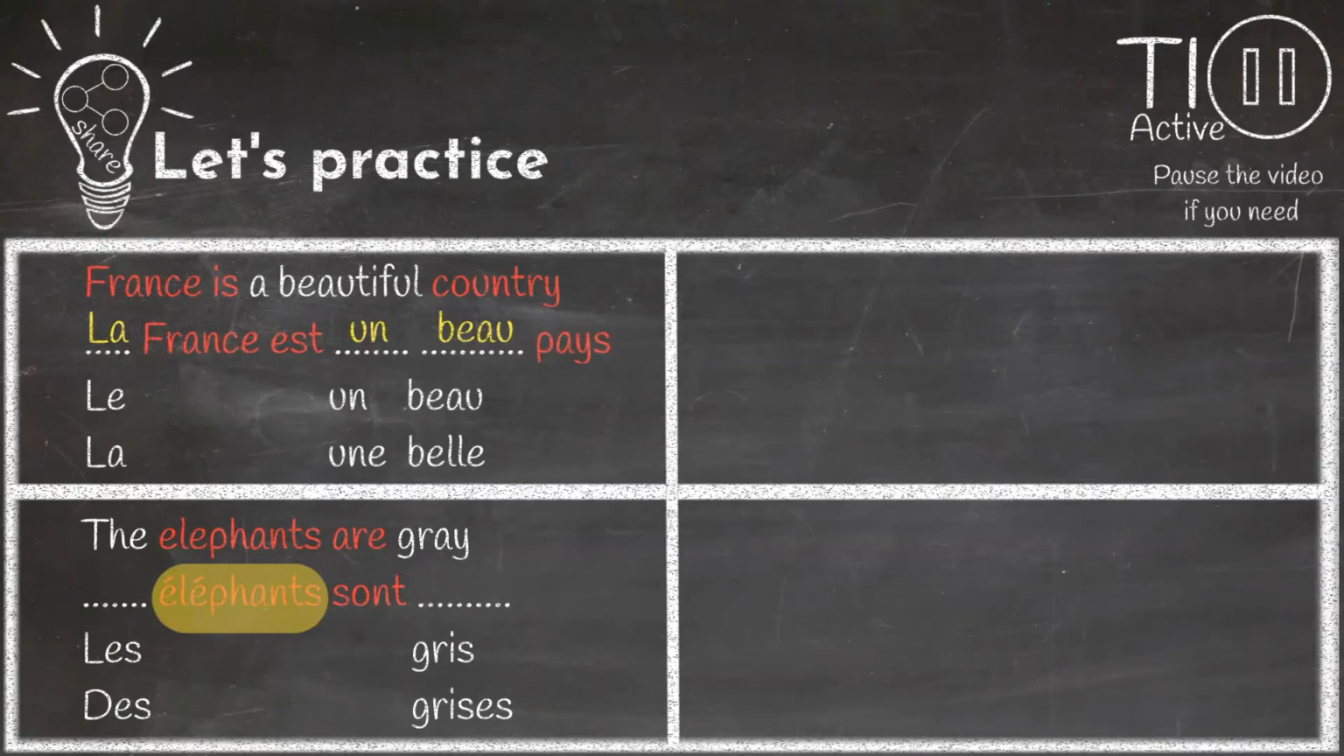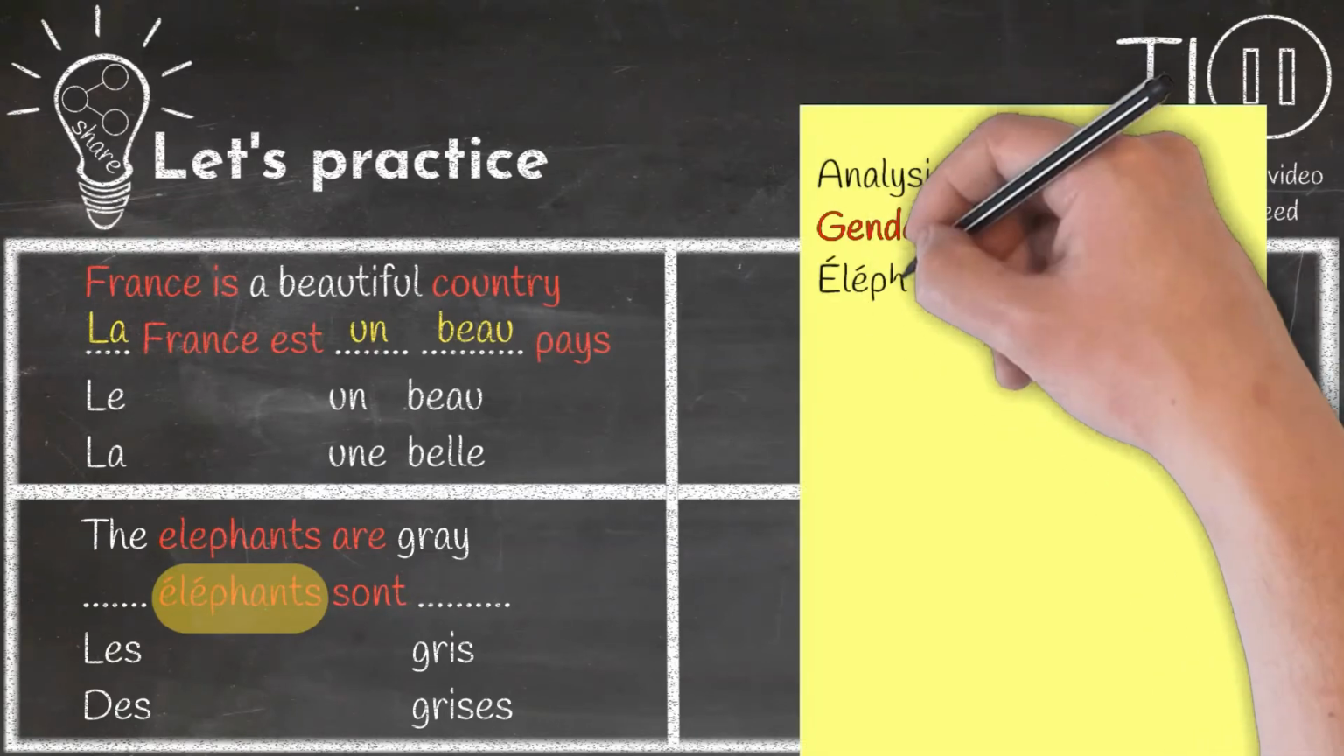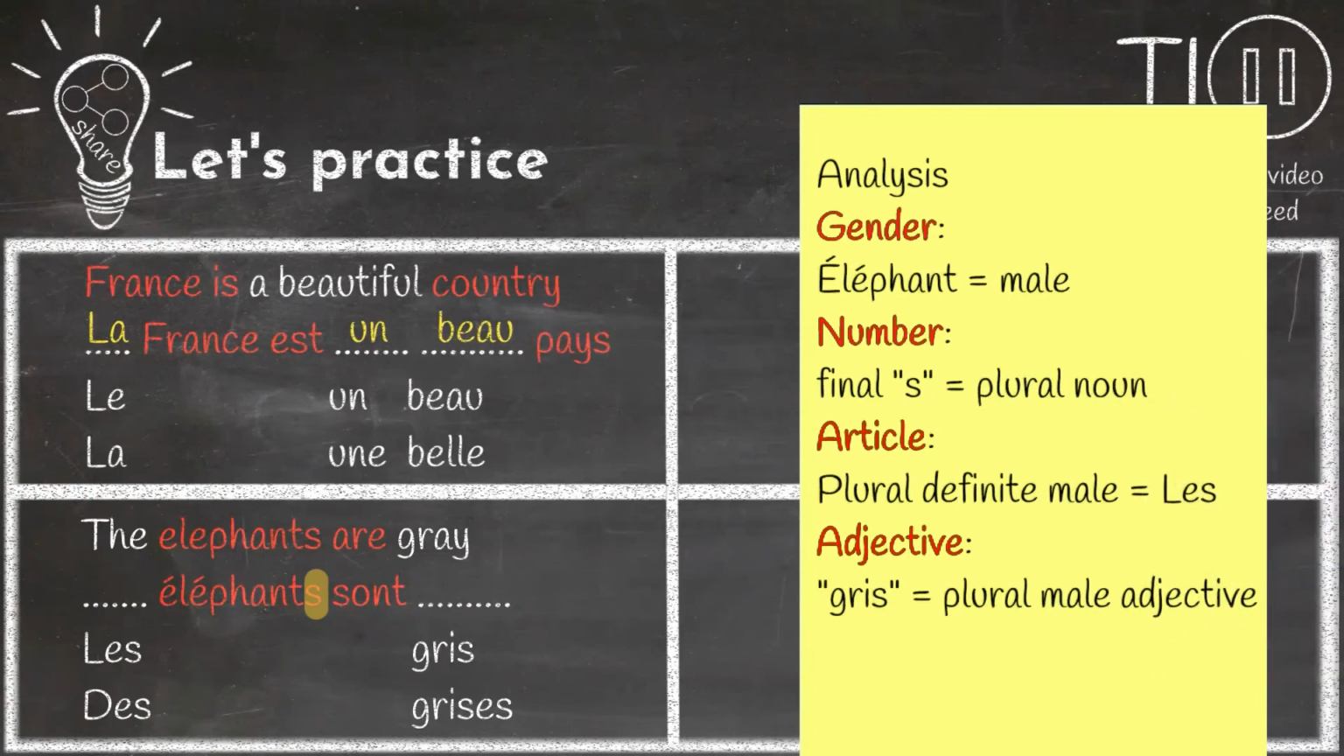So this is a male noun because it doesn't finish in E, but it finishes in S, so it is a plural male noun. And as I can see, it says the elephants. The means definite article, so I need to choose les. Now I need to choose the correct adjective. The adjective must be plural male. The first one finishes in S, good, and the second one finishes in ES. That E means that it is a female plural adjective, which is not correct. So I'm going to choose the first one.